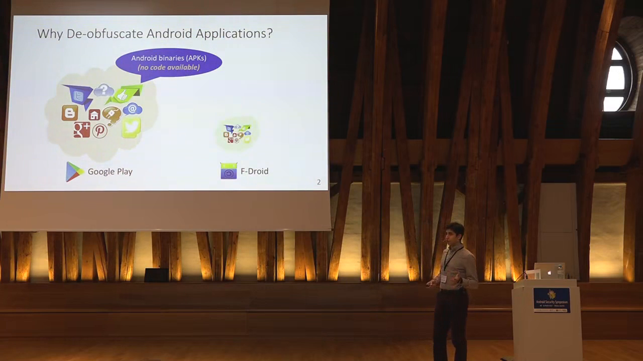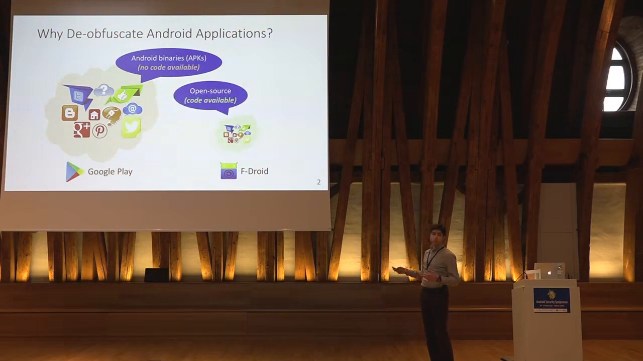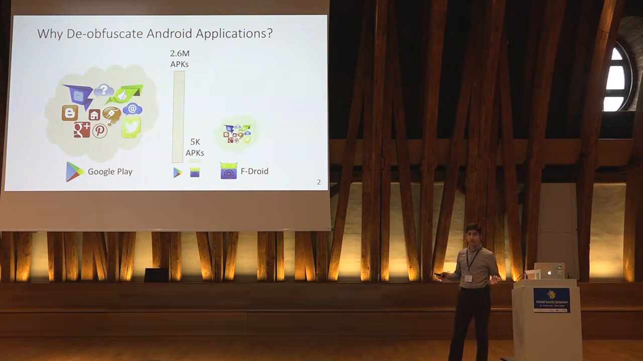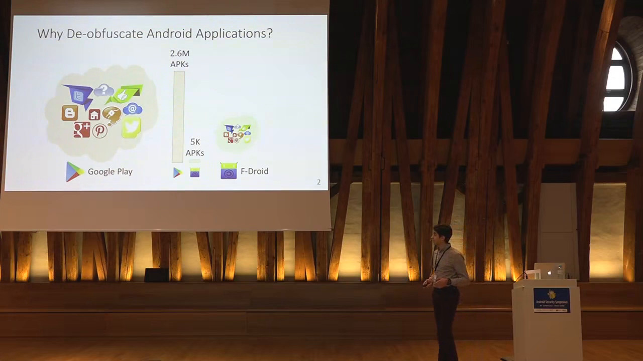Not all the applications are like this. You also have repositories like F-Droid, where all the applications that are distributed are open source. So for those, we do have the code, and we can inspect and see how they work. However, the vast majority of the applications today are distributed in binary format. In Google Play, we have something like 2.6 million applications. In open source repositories, we have several thousand, so it's a much smaller number.